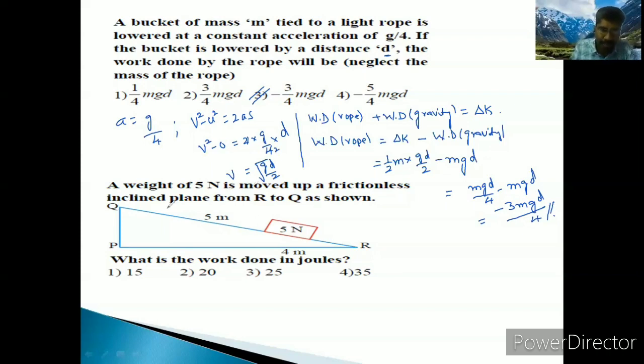So next problem. A weight of 5 newtons, how much weight did they give? 5 newtons is moved up a frictionless inclined plane from R to Q as shown. They gave 5, this is 4, so automatically this is 3 meters we can get.